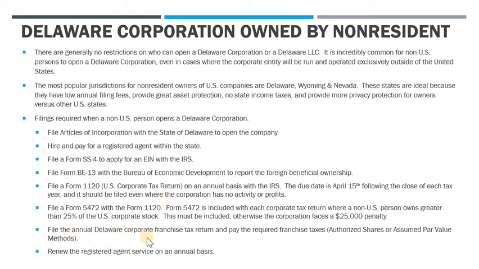Next bullet point, file the annual Delaware corporate franchise tax return. So this is done every year to keep the entity active in Delaware and then pay whatever taxes are owed. Delaware allows you to compute the franchise tax using either the authorized shares method or the assumed par value method. Generally, the assumed par value method results in lower taxes if you have a lot of shares that are issued and outstanding, depending on how much your assets are. But you should certainly look at both computations and go with whichever one results in the lowest franchise tax owed.